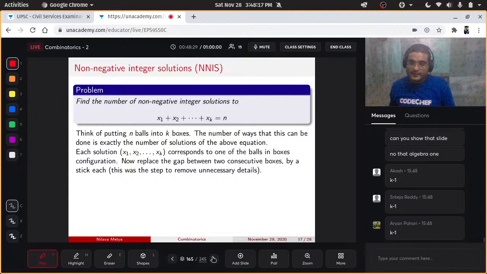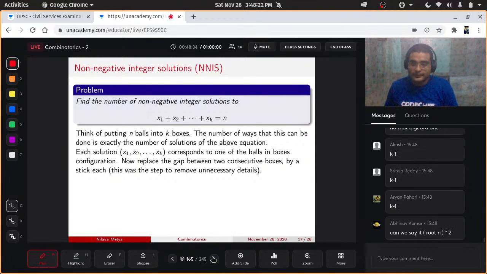Can I get some more comments? Okay, yeah, you need k minus 1. So you need k minus 1. If there are k boxes, you need exactly 1 less stick to separate the boxes, right? Because between 2 boxes you place 1 stick.